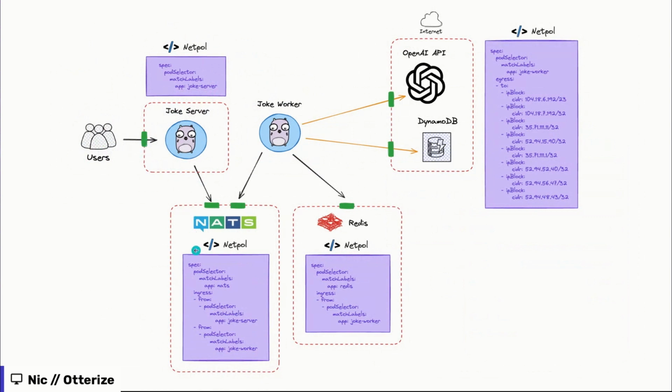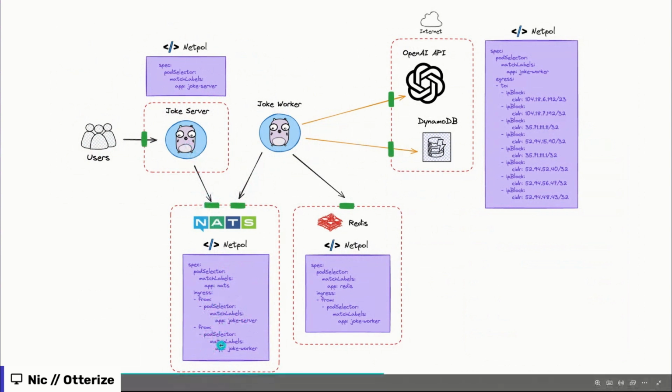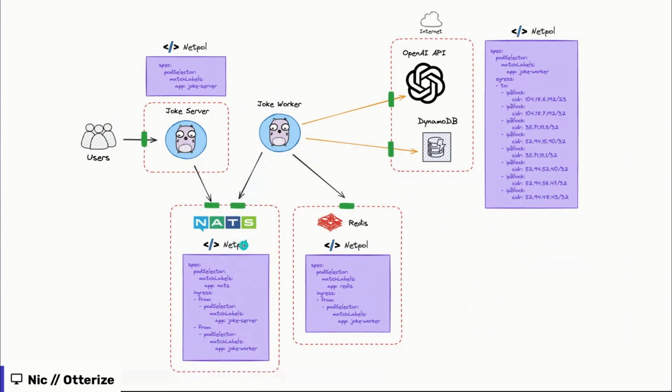The second network policy is for NATs. So NATs, we can see that we have two microservices accessing it. We have the joke server and the joke worker, from the ingress, right? Ingress to the NATS message queuing. So ingress from pod selector matching label joke server and from pod selector matching label app joke worker. That's the second network policy. We don't specify a port and protocol here, but of course, this is something you can do as well.